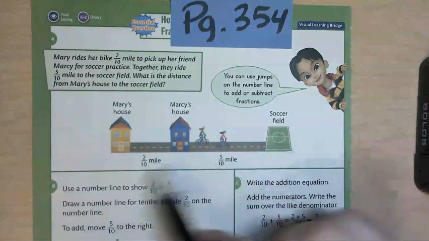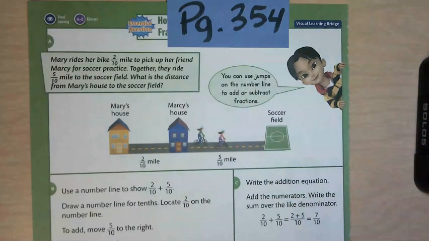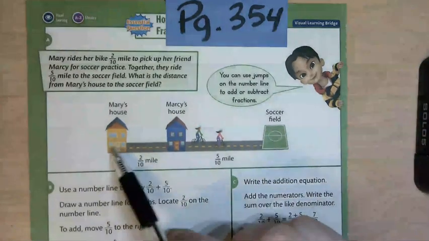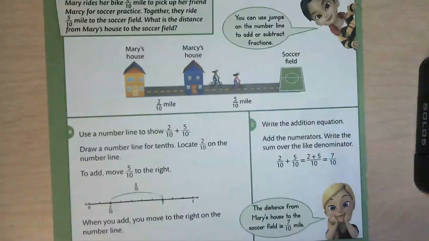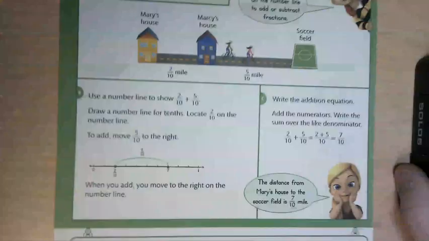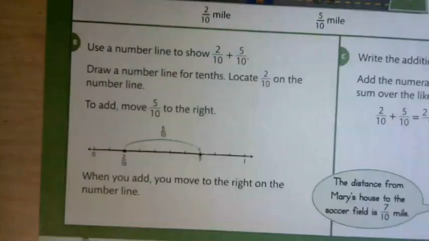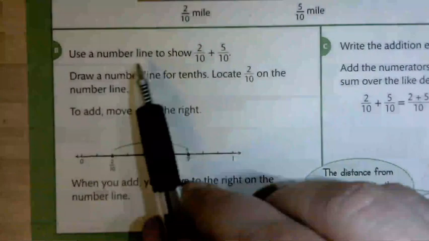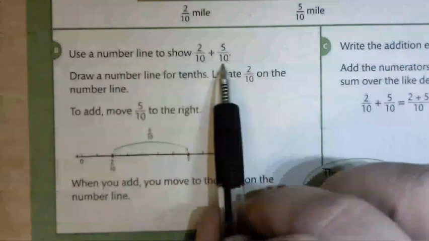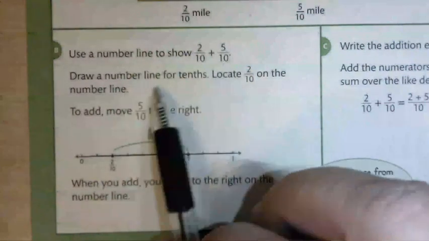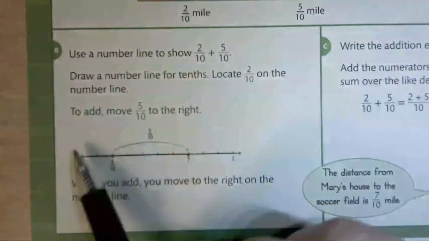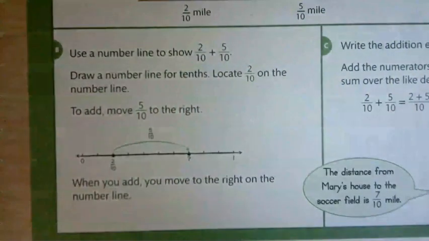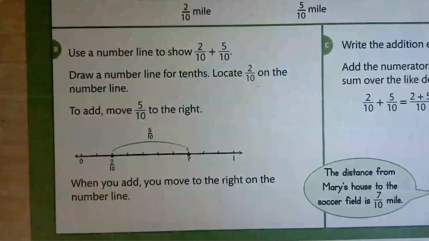So we have our two different fractions here. What do we want to do if we're trying to figure out the total distance all the way over here? Well, we're going to add, and so that's what they've got down here. So let's go ahead. I'm going to zoom us into box B here, and it says use a number line to show 0.2 plus 0.5. Draw a line for tenths, locate 0.2 on the number line, and then to add, move 0.5 to the right.